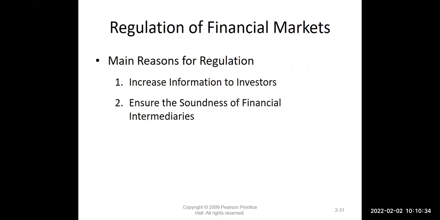Now, if you are making investments in some company and that company is not giving you information, what can you do about it?